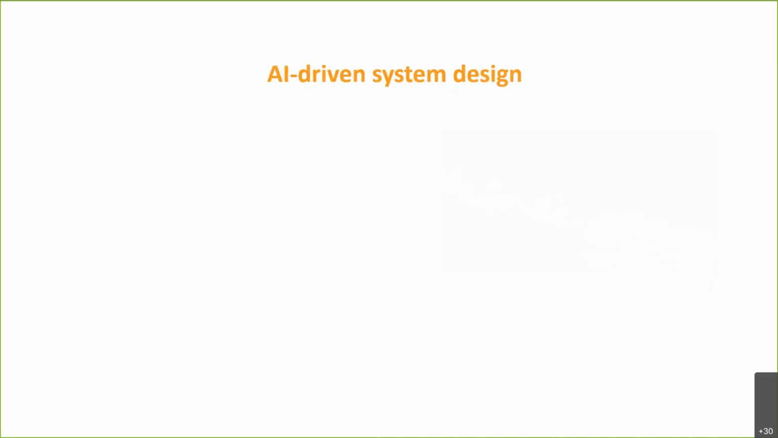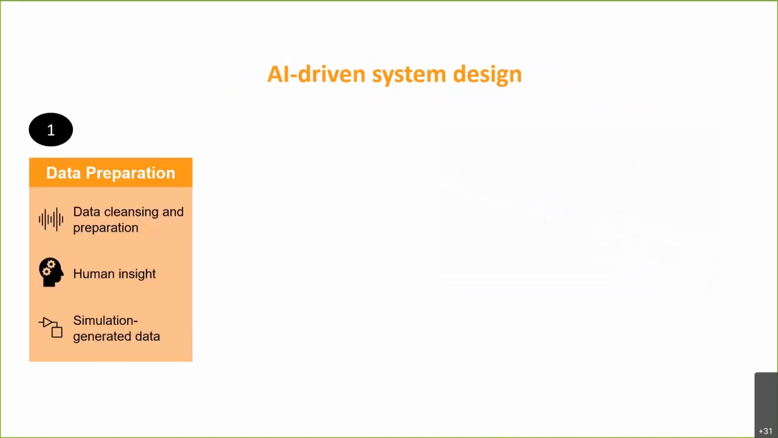Let's understand the workflow before our demonstration. A simplified view of the deep learning workflow results in four main stages. The first is data preparation. Data preparation includes data cleansing, human insight, and simulation. If, let's say, you don't have enough data, then you might need to generate more data, for example simulation generated data.